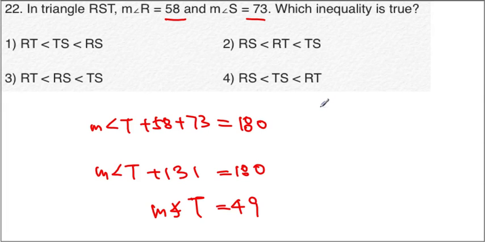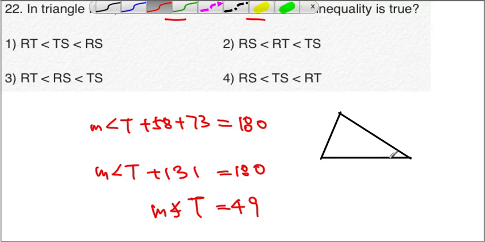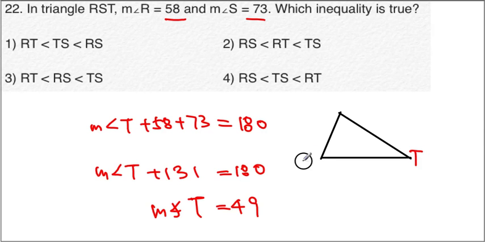One thing which we have to realize is the opposite to the smallest angle will be the shortest side. So if we have the smallest one has to be T, and then let us say this is R and this one is S. S is the biggest angle, 73. So therefore RT must be the longest, which will be this case.